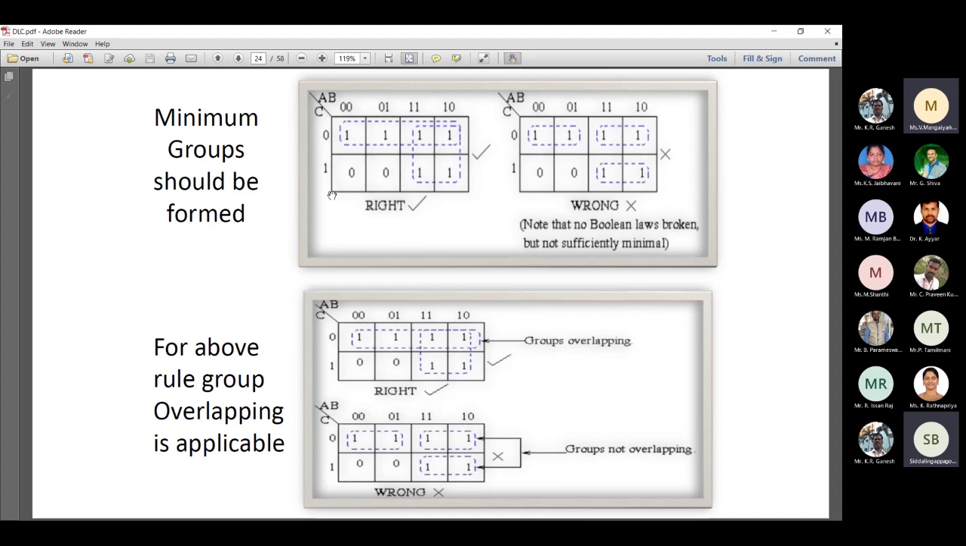Whenever you are grouping, you should have a maximum number of grouping, right? So your grouping should be a maximum, right? You can make a pair of grouping, but if you make it here, you'll get a higher expression, right? So you should always group with a larger grouping. If it is possible, you can group it in a larger way. If it is not possible, you can group this way, right?